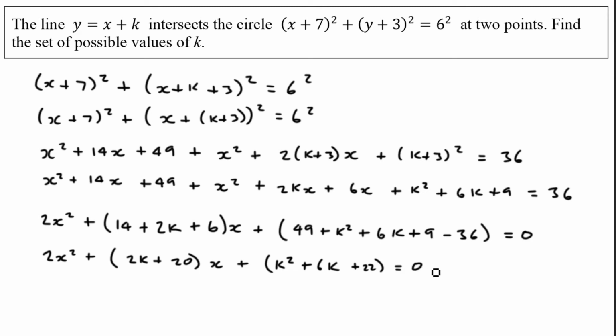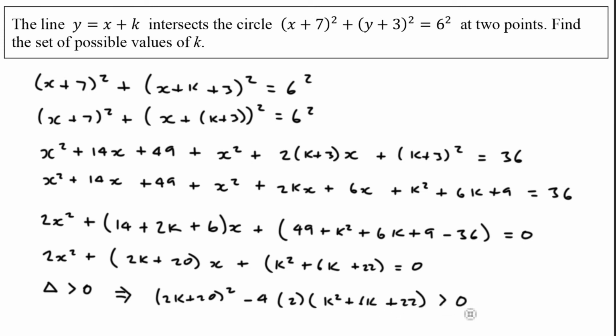Now we know that the line and the circle intersect at 2 points. So this quadratic equation that gives us the x-coordinates of those 2 points is going to have 2 solutions. And if it has 2 solutions, then its discriminant is going to be greater than 0. So this implies that that discriminant, which is b², now b is the number of x's, so that's (2k + 20)², subtract 4 times a, which is 2, times c, which is k² + 6k + 22, is greater than 0.